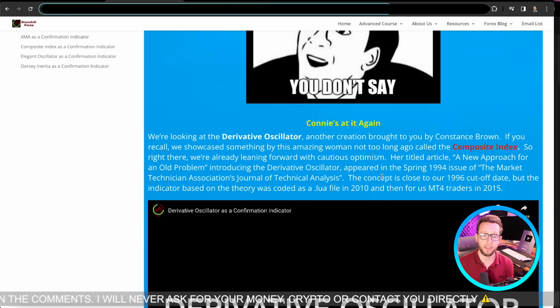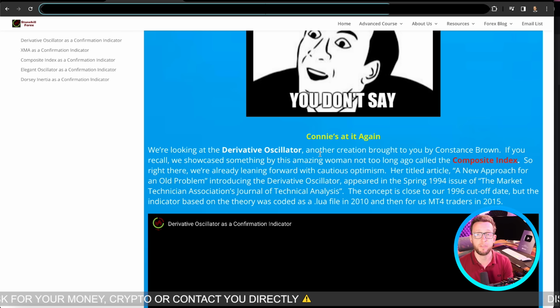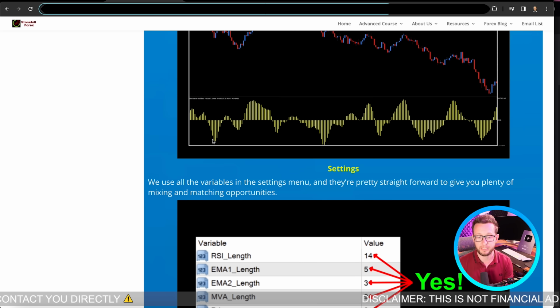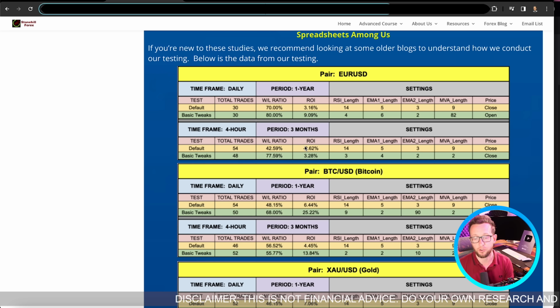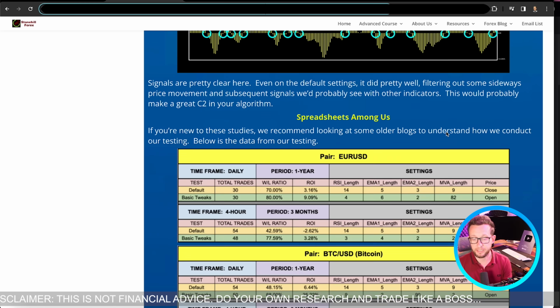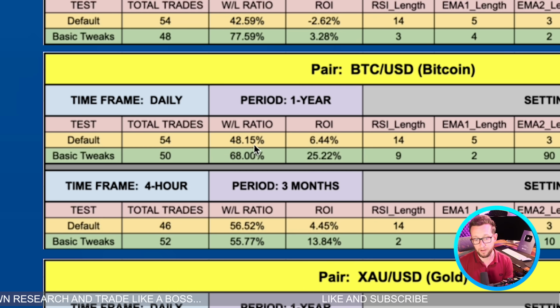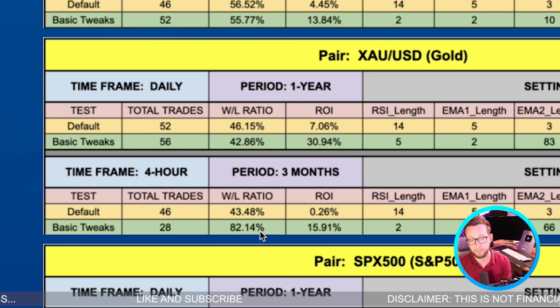Just before I go any further, this website here is called Stonehill Forex. It's an indicator website and it's my main resource for finding all of the indicators that I backtest. As you can see, they do an absolutely brilliant job of detailing how you get your entries and their setups. But not only that, they actually even backtest on smaller data than we do here, but just the indicator. So as you can see, they've backtested the derivatives oscillator with these settings here. And as you can see, the win rates are 70 to 80% on EUR/USD. On Bitcoin, we're at 40 to 68%, with gold also obtaining a 82.14% win rate as well on a 4-hour time frame.